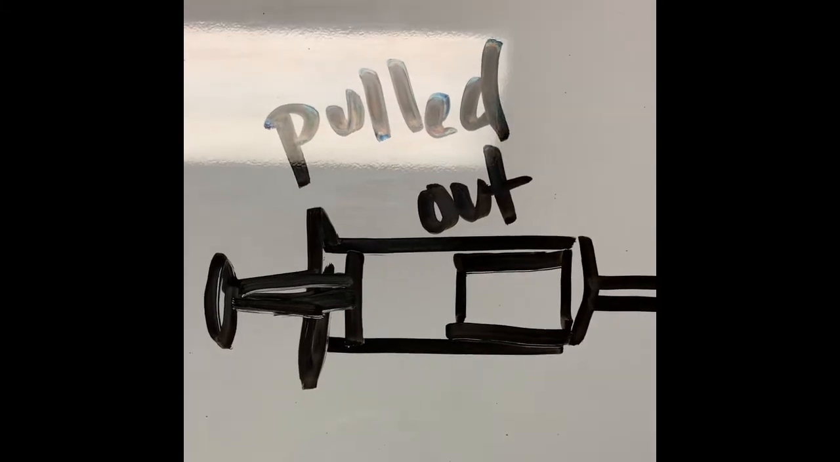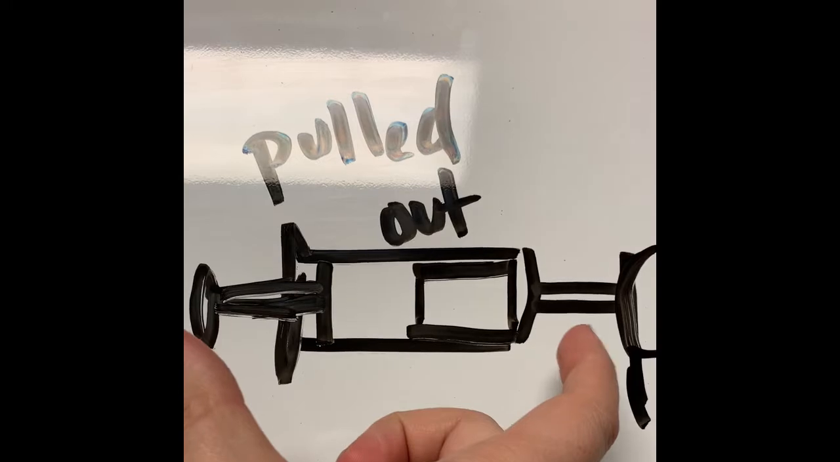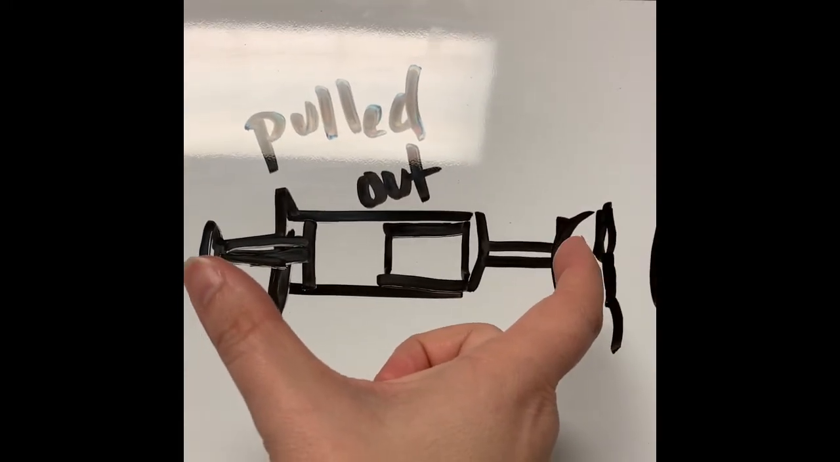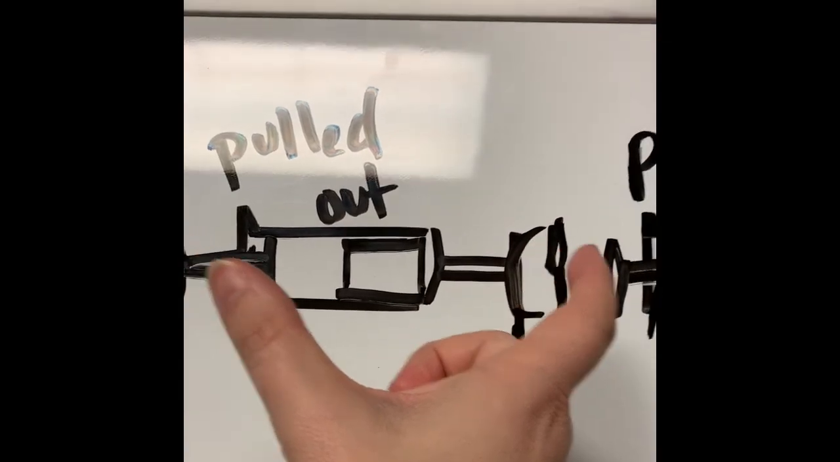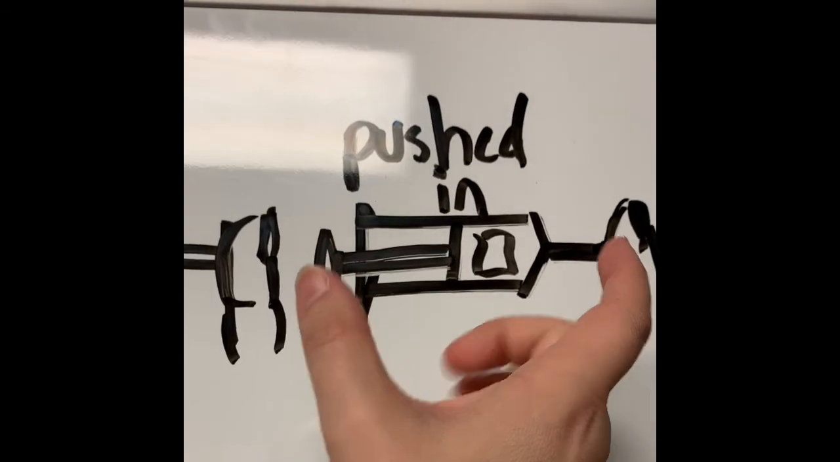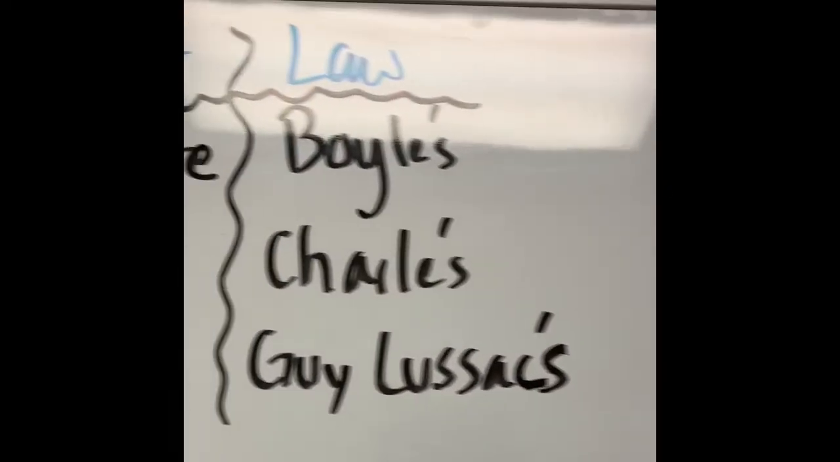The second scenario that we did was the marshmallow inside of the syringe, where you pulled out the syringe. That's my thumb, by the way, or I guess my finger. You pulled out the syringe and the marshmallow actually increased in size. When you pushed it back in, the marshmallow shrank. So looking at this scenario, I have to determine which of the three factors would be my constant.